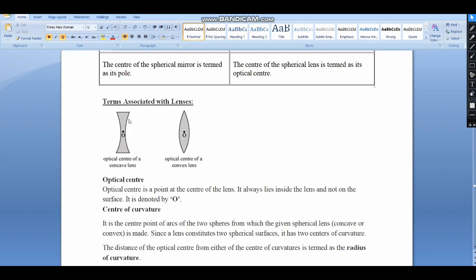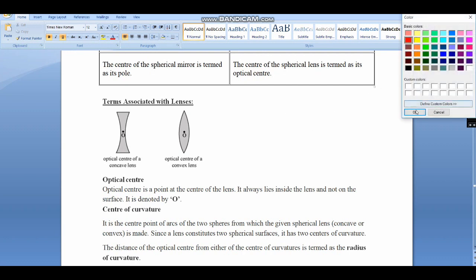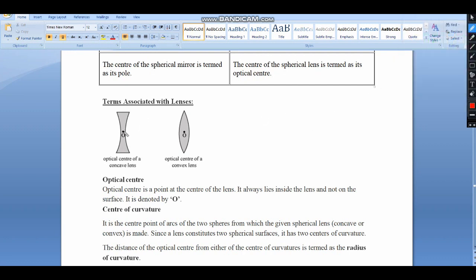Here there are two lenses, a concave lens and a convex lens. First of all, the first heading is the optical center. The midpoint of the lens is the optical center. Just see this point: it is the midpoint of this lens, and that is called the optical center.